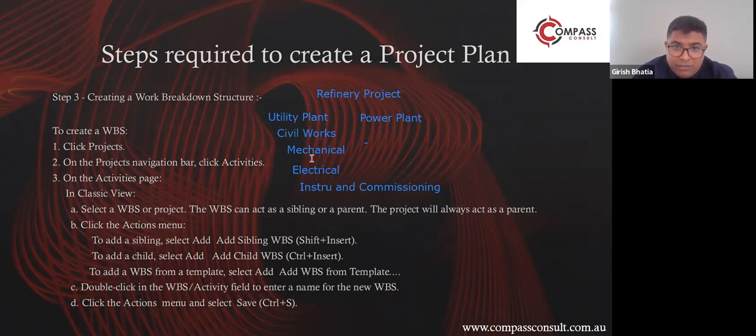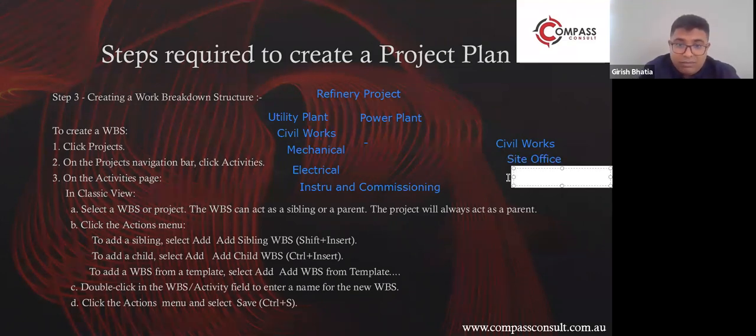to define a WBS for each and every plant. So now in the civil works, it's not going to be simple, right? Civil works is going to be its own set of WBSs. So let's say site office. Site office. That's one WBS. Then there's going to be control rooms. That's another WBS for the utility plant.